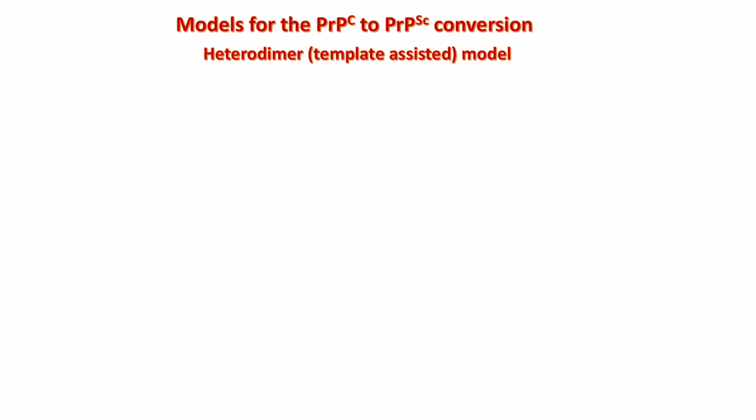Let us now discuss the models for the PRP-C to PRP-SC conversion. Among the various mechanisms proposed for the PRP-C to PRP-SC conversion, the two most often considered are the heterodimer or template-assisted model and the nucleation-dependent polymerization model. The first, the heterodimer template-assisted model.